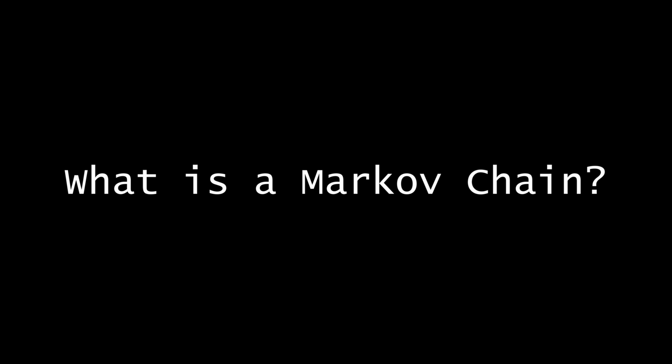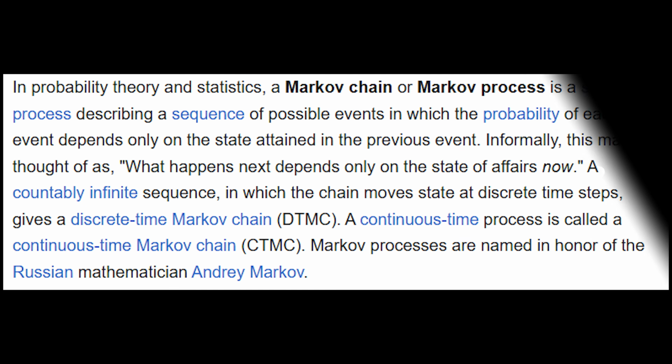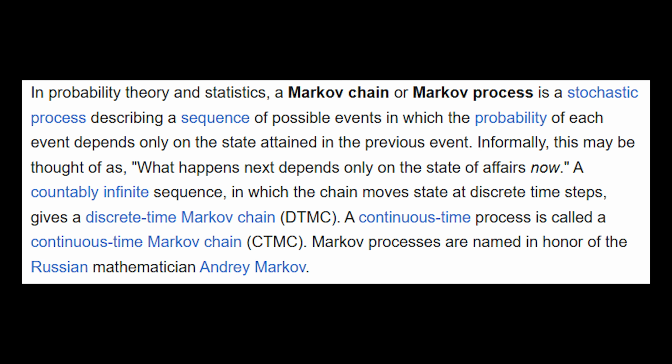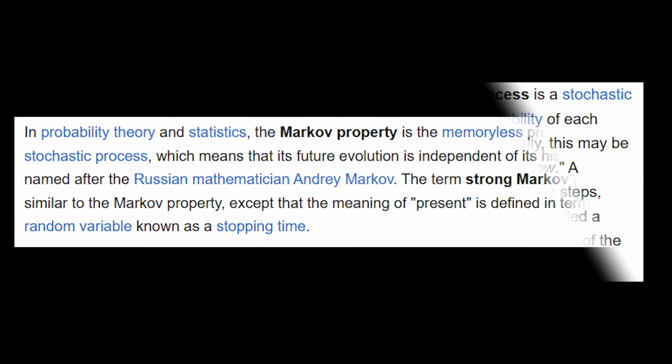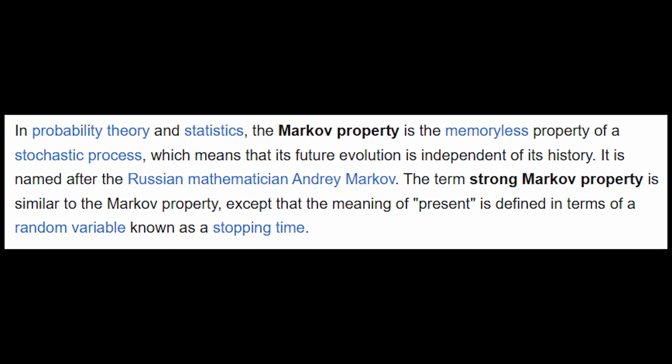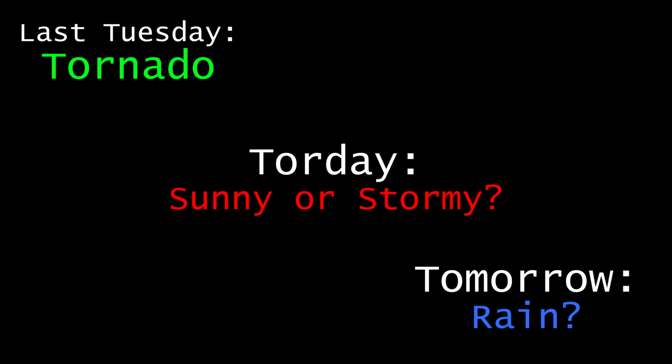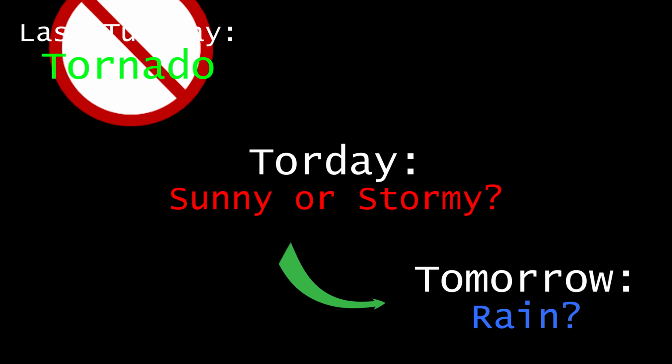Well, to begin, what exactly is a Markov chain? A Markov chain is a mathematical system where the next state of a given thing depends only on the current state. We call this the memoryless property, which is a major component of Markov chains. In weather terms, this can be described as the chance of rain tomorrow depending only on whether it's sunny or stormy today and not what happened on, say, last Tuesday.